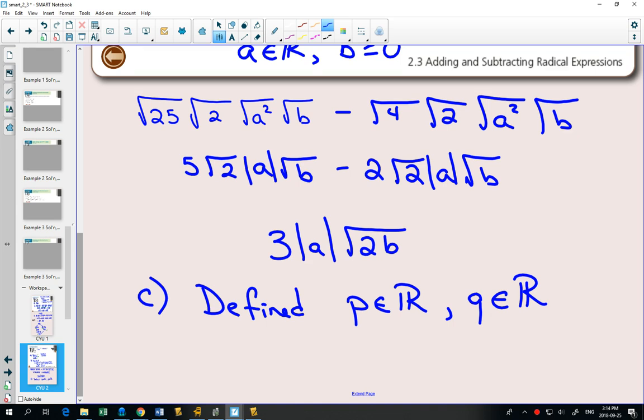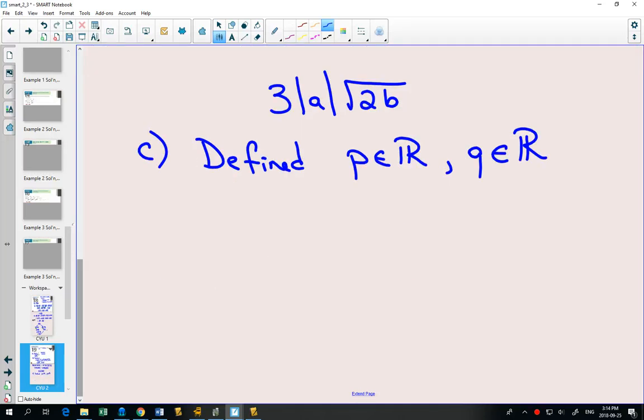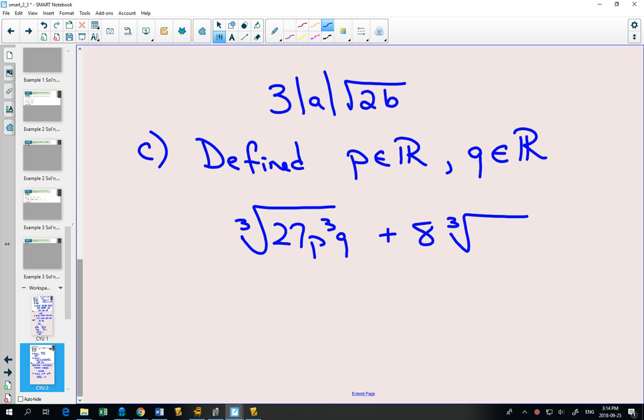And then simplifying cube roots you're not going to like as much just because the numbers are bigger. Okay, in the first one, here I'll rewrite it out, it was cube root of 27 p cubed q plus 8 cube root p cubed q. They are not like terms right now.